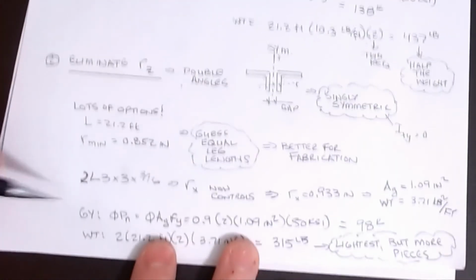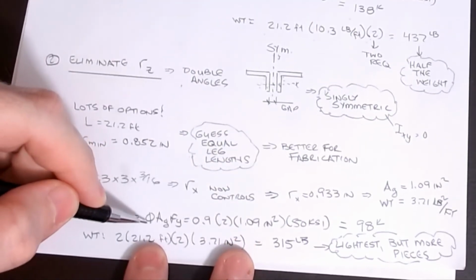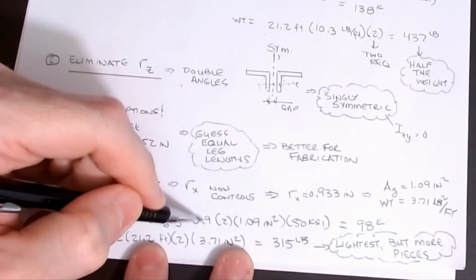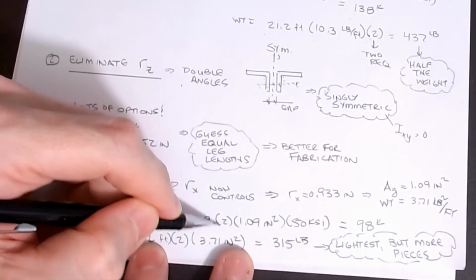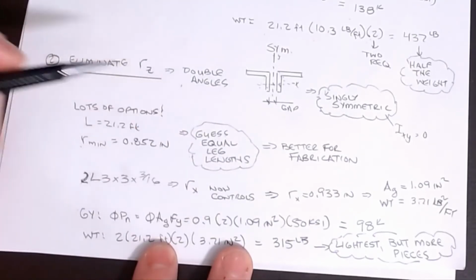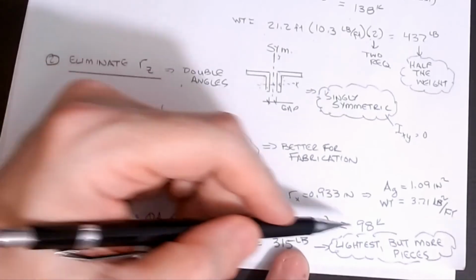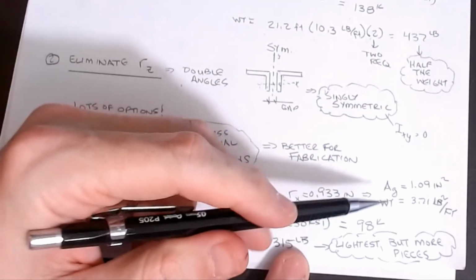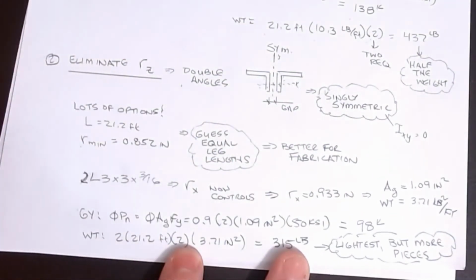Okay, do gross yielding calculations. Now I have phi Ag Fy, so 0.9 times 2, because again, there are 2 of them experiencing the load. 1.09 square inches is the area, and 50 ksi. We're now at 98 kips. Now we're only at a 3x factor. We're still over designed, but not nearly as bad.